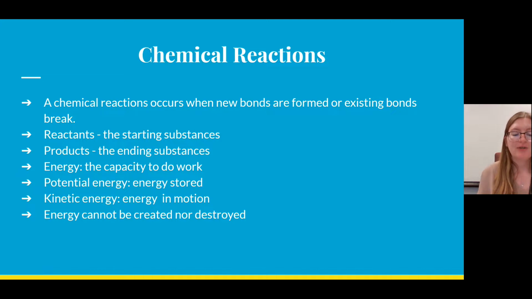Chemical reactions occur when new bonds are formed or existing bonds break between atoms. The starting substances of a chemical reaction are known as the reactants, and the ending substances of a chemical reaction are known as the products. Metabolism refers to all the chemical reactions occurring in the body.